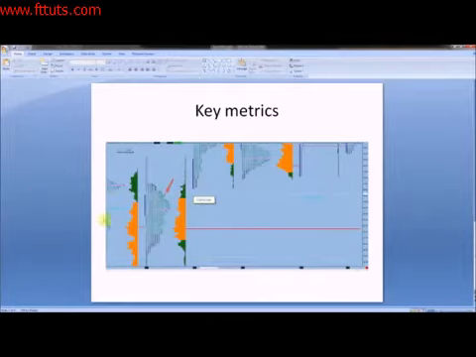The other thing to keep an eye on are closing gaps. You can see I've highlighted it with the red arrow. This again is very recent. The market has closed here.